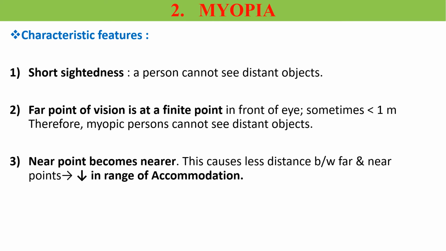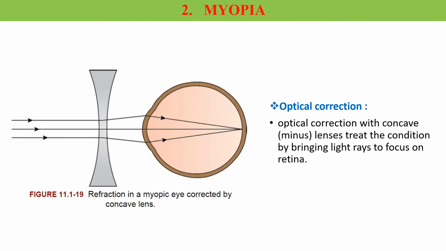The near point becomes nearer in a myopic person, and this leads to less distance between the far and the near points of vision, which decreases the range of accommodation. The basic principle of treatment of myopia is optical correction by using a negative powered concave lens. This concave lens will help to bring the light rays to focus on the retina.